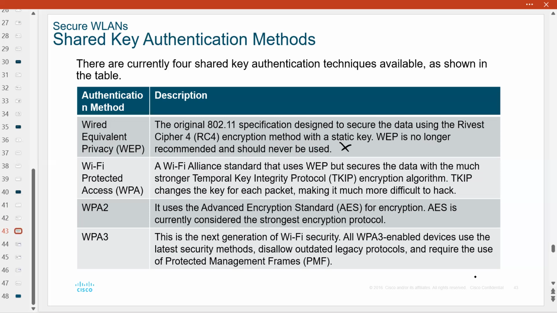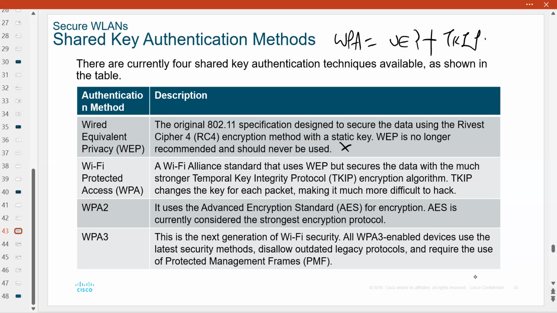WPA, this is sort of an improvement after WEP. The only difference, we now have what we call the temporal key integrity protocol, TKIP. So WPA is basically WEP plus TKIP. The same things that were with WEP, but now we have an additional TKIP encryption algorithm that is being used.